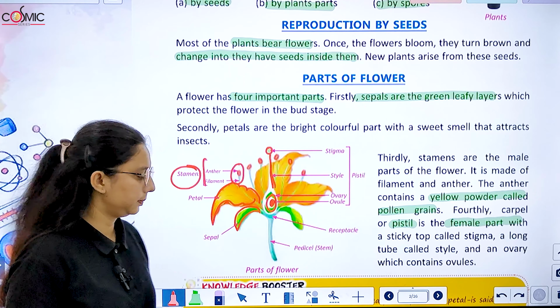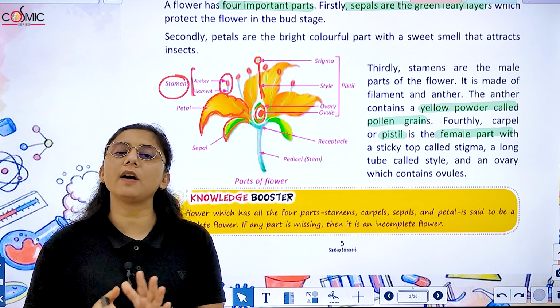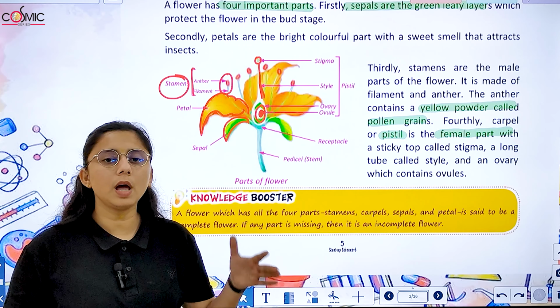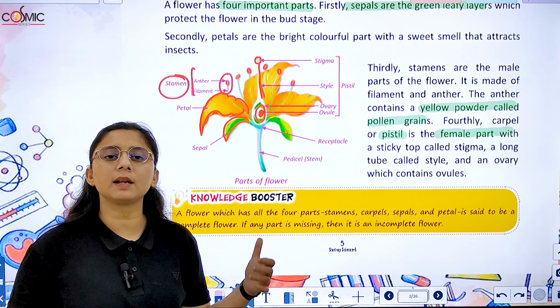These are the different parts of flower that we have studied. We have four main parts. Hope you understood. I have told you about the male reproductive part and the female reproductive part.